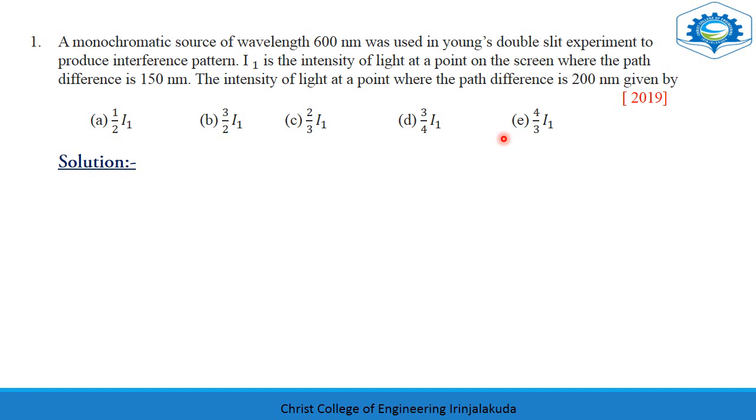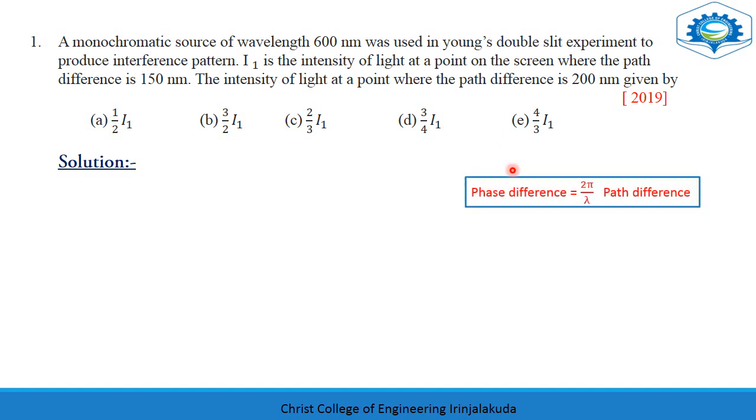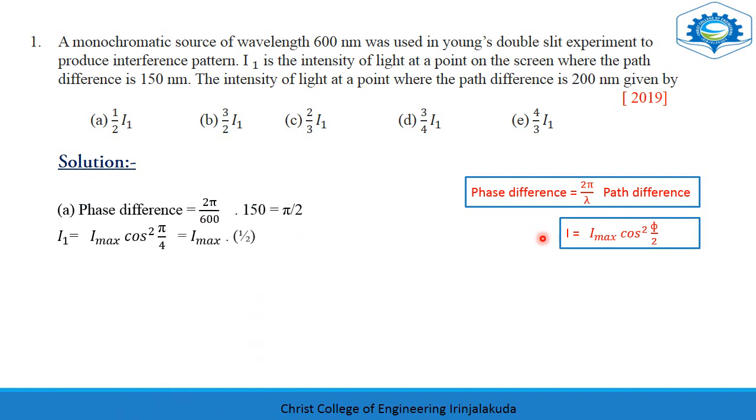But there is a relation connecting intensity of light and phase difference, while in the question, path difference is given. So you should know the equation for converting path difference to phase difference. This is the required equation. Then the equation for intensity, I is equal to I max into cos square phi by 2. Here phi is the phase difference between waves. We can apply these equations for calculating intensity.